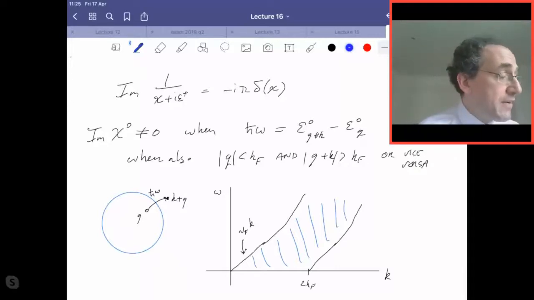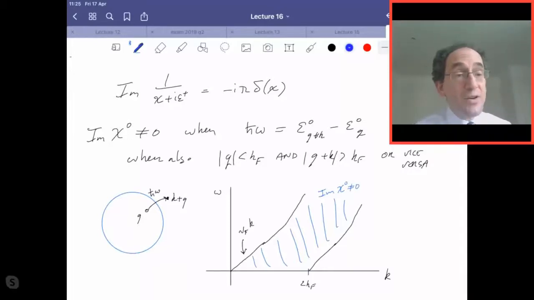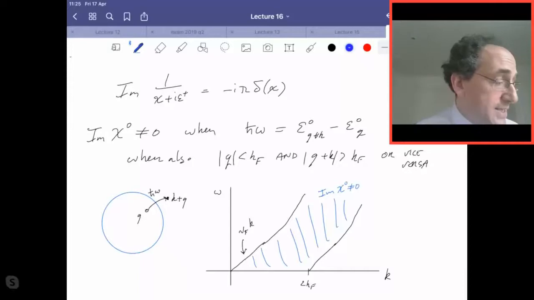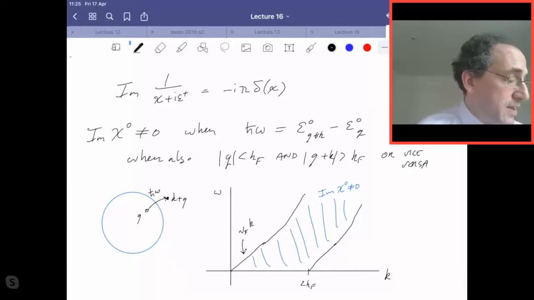So Im chi naught is not equal to 0 in this region. And outside of that region, the imaginary part of the response is zero, meaning that you cannot create any excitations with that frequency and that wave vector. Now, let's do an example so you can try to understand why it is that you have regions in this phase space where it's not possible to create excitations of a given frequency and wave vector.